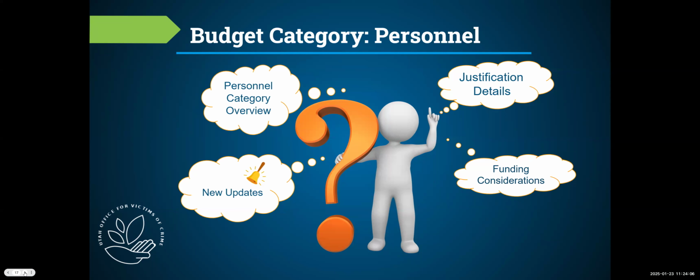Finally, let's go over the new updates for this cycle. You no longer need to associate a specific individual with each position at the time of application. Just focus on detailing the role and funding needs. This is part of a streamlined approach to make the process smoother. So as you work through the personnel section, keep these 4 areas in mind: how to enter the information, providing strong justification, aligning with funding priorities, and being aware of the updates for this cycle.